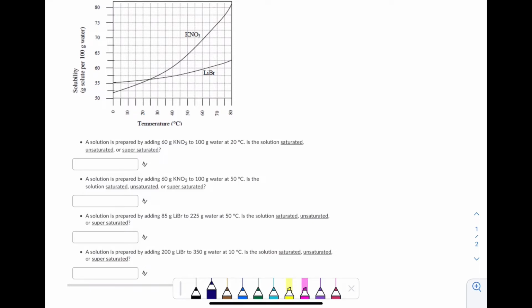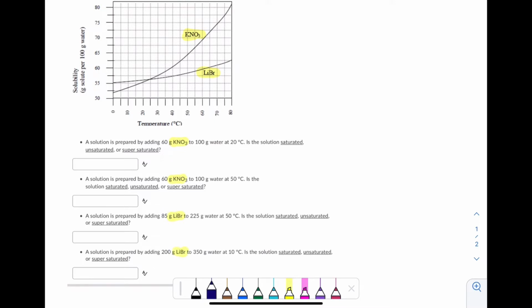So we've got a graph. It's a solubility graph. There are two compounds on this graph, and this is just because we often see more than one compound on a graph. So that means just pay attention to which compound it's talking about as we go down to the questions below.